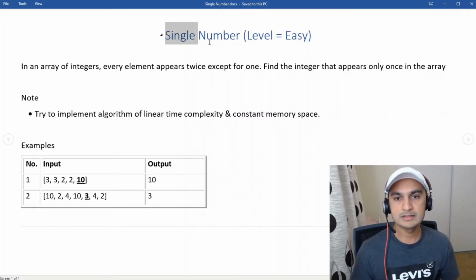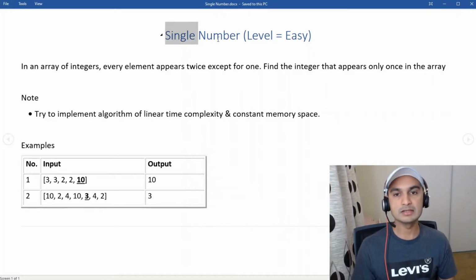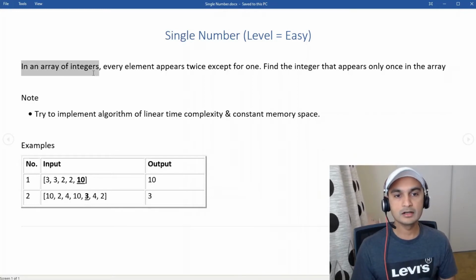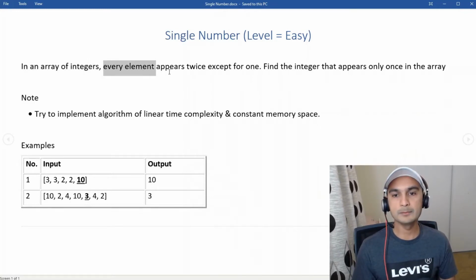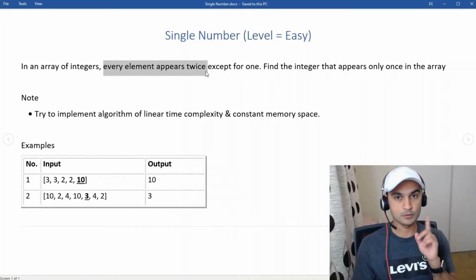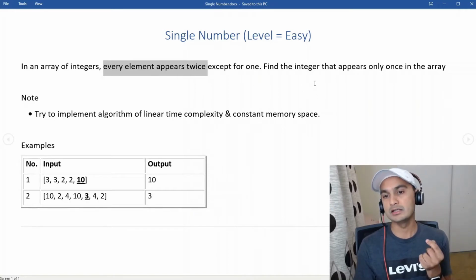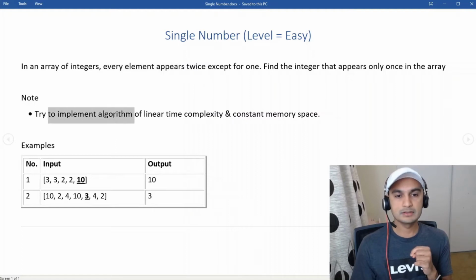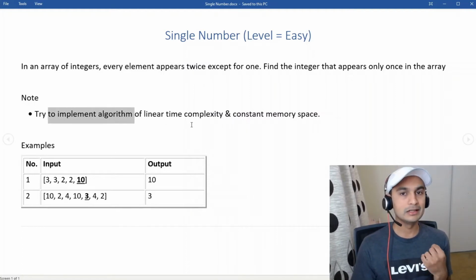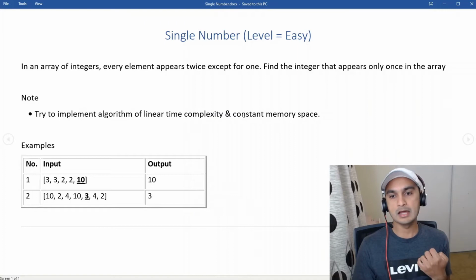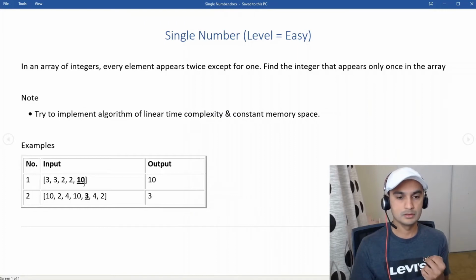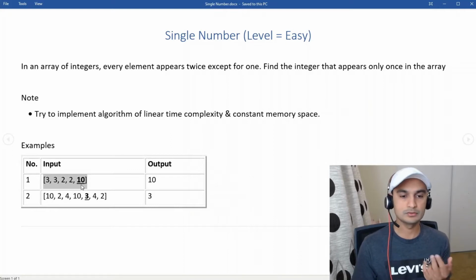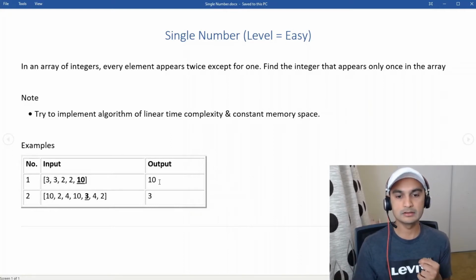So the title is single number and difficulty level is easy. In an array of integers, every element appears twice except for one, and we need to find the integer that appears only once. Couple of notes: we need to implement the algorithm in linear time complexity and constant space. So examples are 3, 3, 2, 2, 10. So obviously 10 is appearing once, so that's our output.